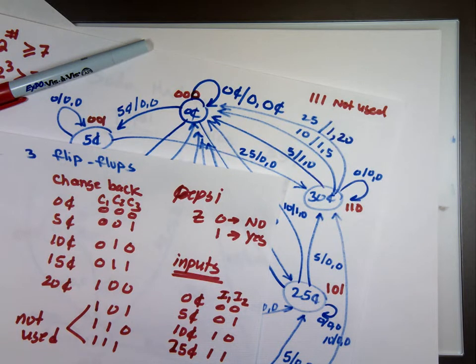0, 1, 1, what state is that? 15. No money, you stay at 15. You'll have to do something like this on the test. Guaranteed. 15, you put 5 cents, is 20 cents. No money back, no soda. 15, 10 cents, you go to the 25 cent state, 1, 0, 1. 15, you put 25, is that a 40? There's no 40 cents, you go to 0. How much change back? 5 cents? And you get a candy.